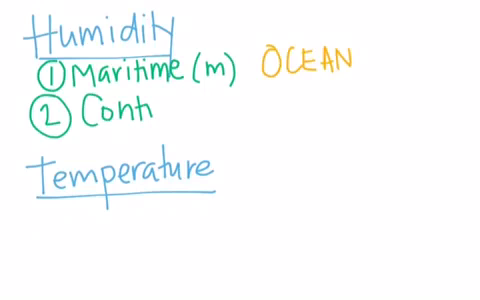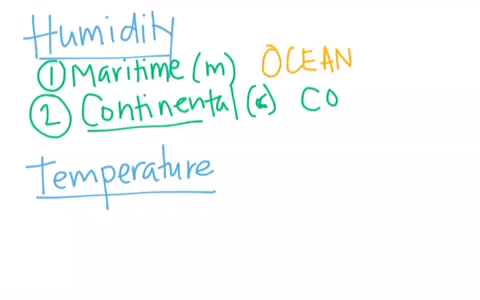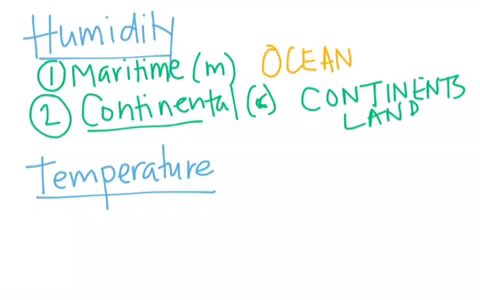The second place that we can find our air masses is continental. And just like that first part of the word, continental, you guessed it, they're formed over continents or any sort of land. So these are going to be our dry air masses. So continental tend to be dry, ocean tend to be wet.